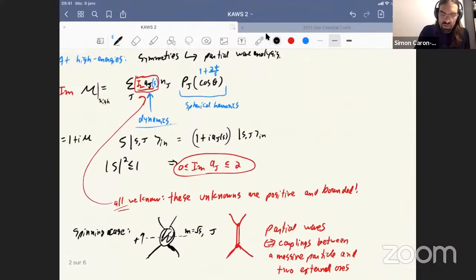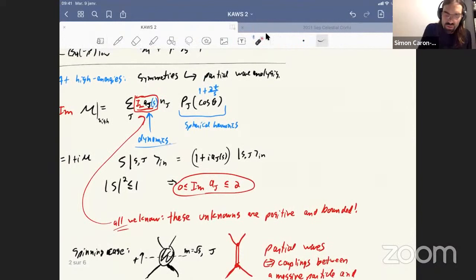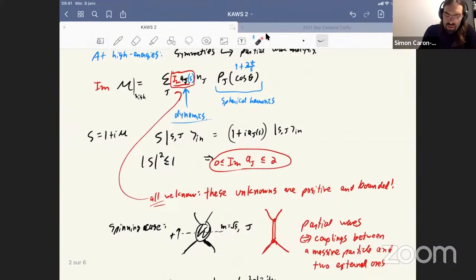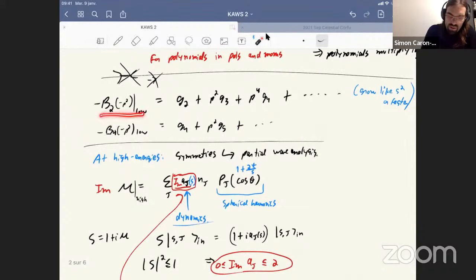To illustrate the next idea of what you do with this, I will focus on the scalar case, where this is very concrete and explicit. The spherical harmonics are just some 2F1 function. The idea is that we equate this to a sum rule: the integral over the imaginary part of the amplitude at high energies.